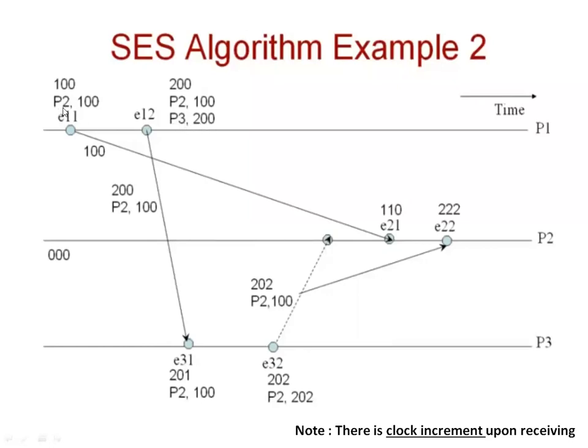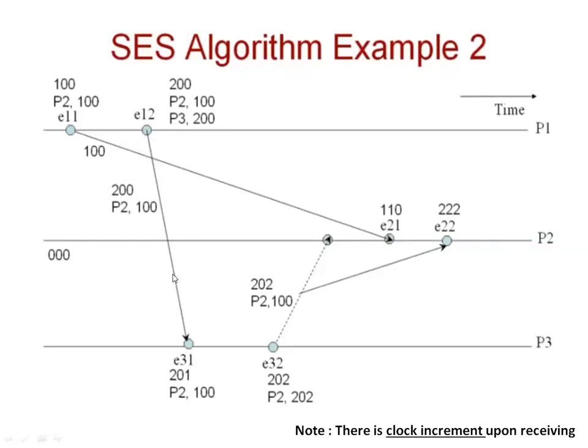Since process P1 has initiated to send the message to the process P2 with the timestamp 100, it will remain 100. And since E12 is the event initiated at the timestamp 200, the second vector which will be maintained is P3 200. Now this is being sent to the process P3.